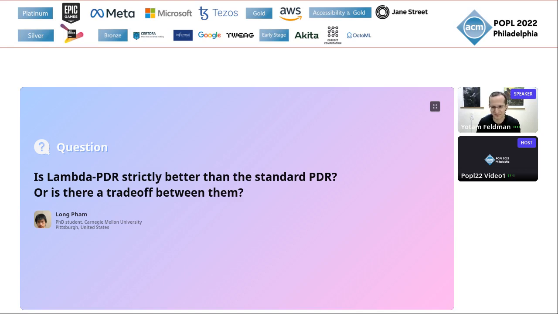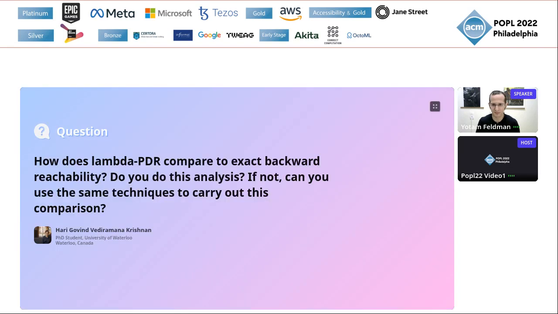Okay. The next question is from Hari Govind. How does lambda PDR compare to exact backward reachability? Do you do this analysis? If not, can you use the same techniques to carry out this comparison? Yeah, so in this work, we really studied how PDR performs overapproximation and can be separated from exact forward reachability. The dual question of how PDR can avoid enumerating the backward reachable states is, I think, an excellent question. We don't have an answer to it because the forward and backward reachability are not symmetric in PDR, and so this requires new ideas.